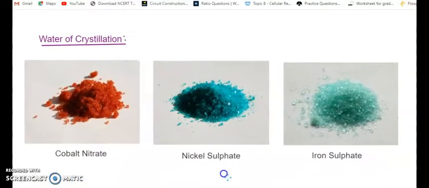Similarly, there will be some molecules of water bound with cobalt nitrate, which is giving the red blood color to the crystal. Same when nickel sulfate is bound with a few molecules of water. I'm not clear on how many, but it is bound. Clear?